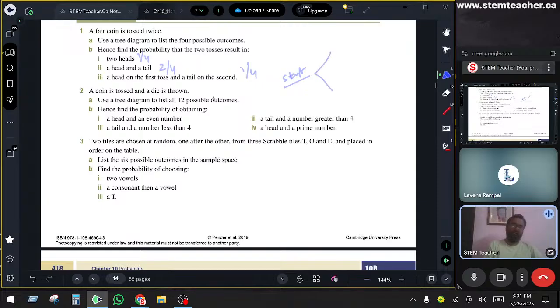So the coin is tossed: heads and tails. Next, a die is thrown. So here 1, 2, 3, 4, 5, 6, and here also 1, 2, 3, 4, 5, 6. So in total, how many outcomes? H1, H2, dot dot dot, H6, T1, T2, dot dot dot, T6. This is your sample space, and that is your tree diagram. So total are 12. Hence, find the probability of the following.